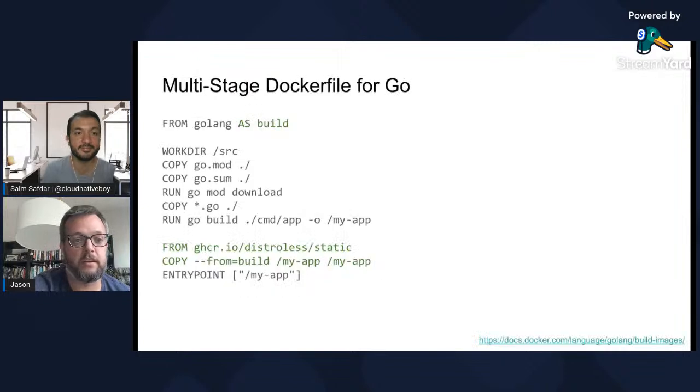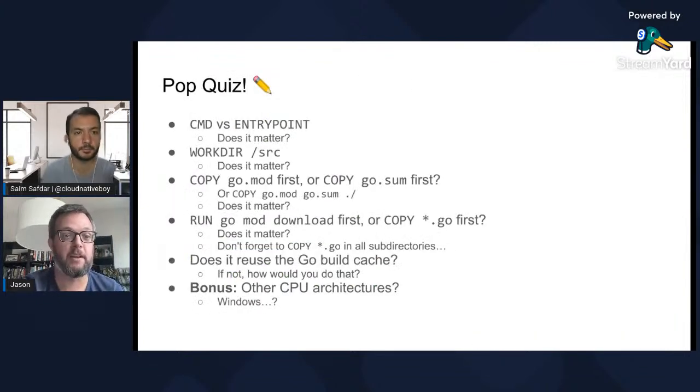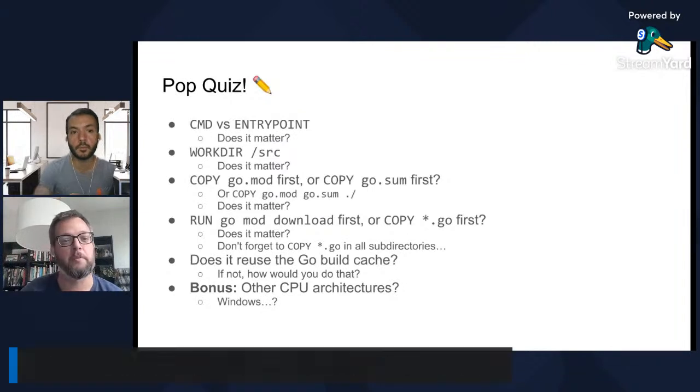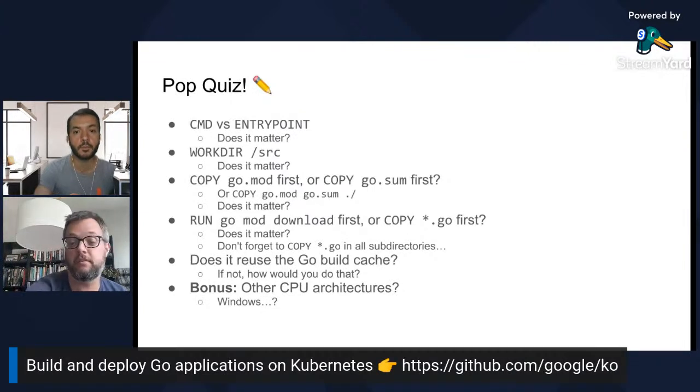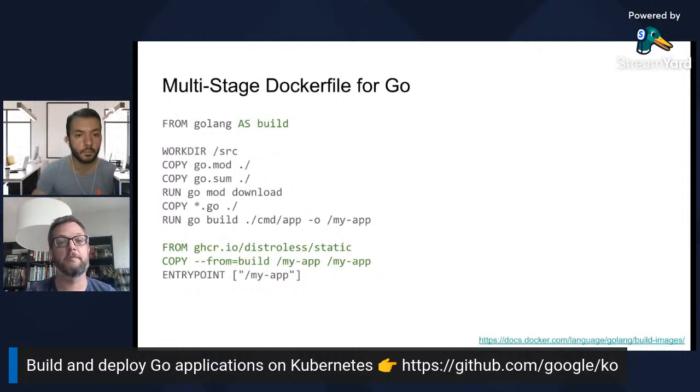For the WORKDIR /source in this one, does that matter? Do I need to copy my go.mod first or copy my go.sum first, or can I copy them at the same time, or does it matter? Nobody knows. If I run go mod download first, can I copy my Go files first and then do go mod download, or should I do it the other way? Doesn't matter. What if my Go files aren't just in the root of the path, and I need to copy from all the subdirectories? Does this build reuse my Go build cache? If I run this twice with small changes, does it rebuild?